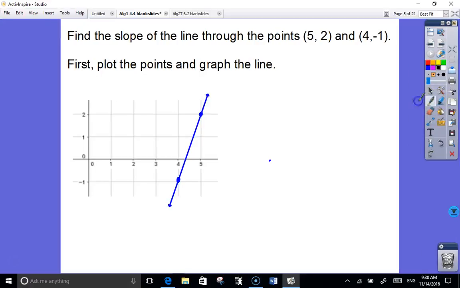Then I can make a triangle. Again, I'm doing the triangle in the upper right. You don't have to, but okay. So how much is it going up? 3. Looks like 3. And how much is it going to the right? 1. So you would say that the slope is the rise divided by the run, which is 3. When you see the number 3 without a denominator, that means 3 over 1.